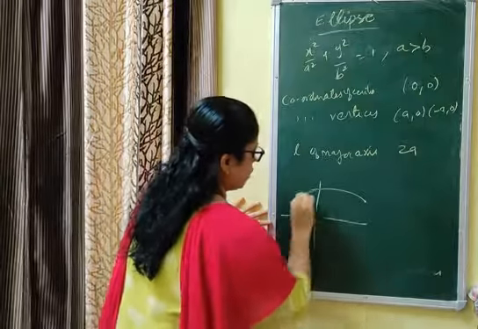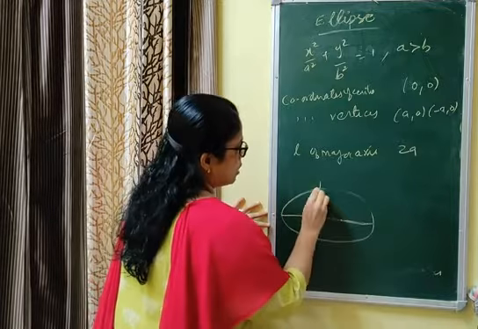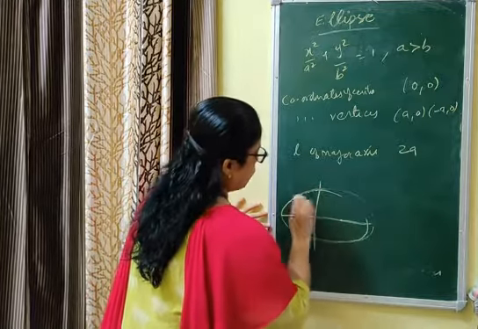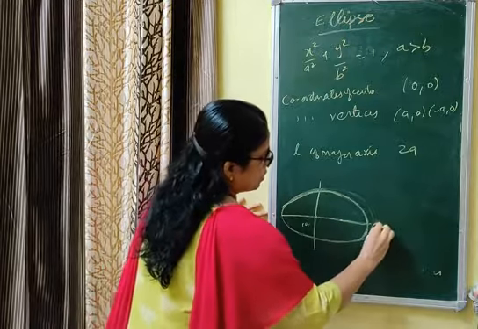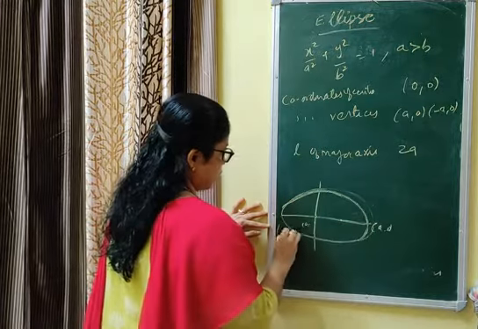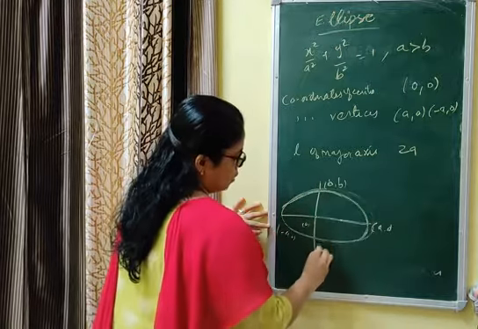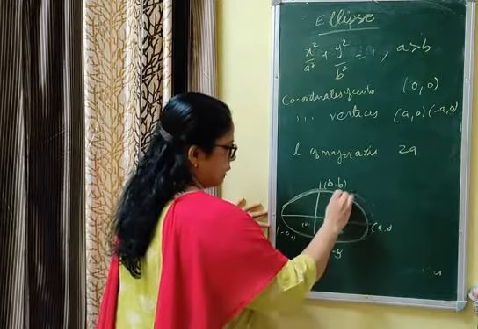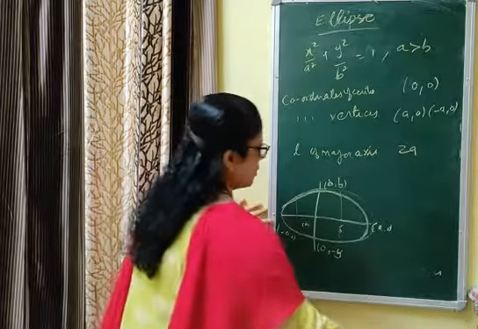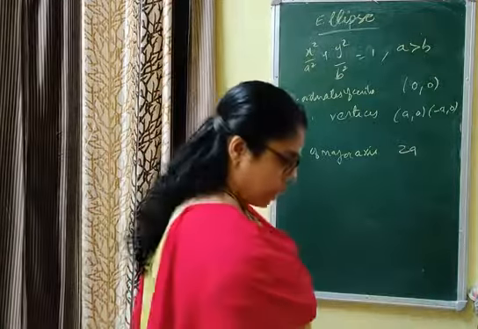Once more I am drawing the figure. This one see ये 0 0 हो गया. थोड़ा सा आपको सिमेट्रिकल बनाना है. दिस इज 0 0, दिस इज a0, दिस इज माइनस a0, ये 0 b, ये 0 माइनस b, इधर s dash, latus rectum and directrices. I can't show all these things in the board since the lack of space.